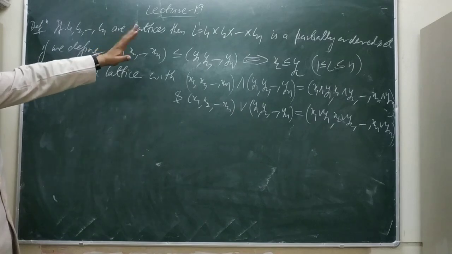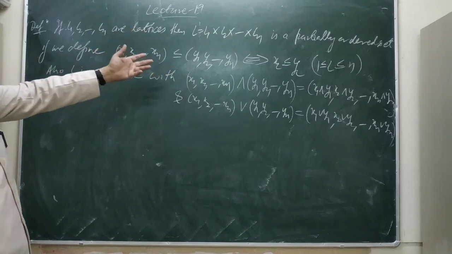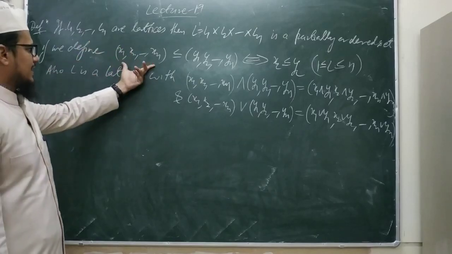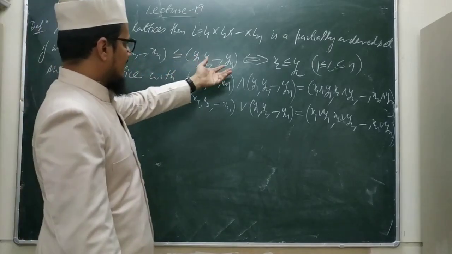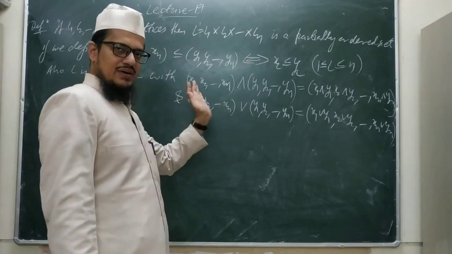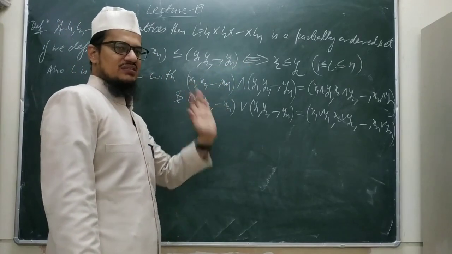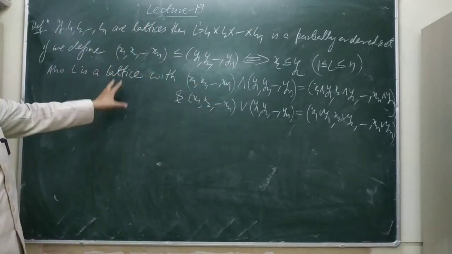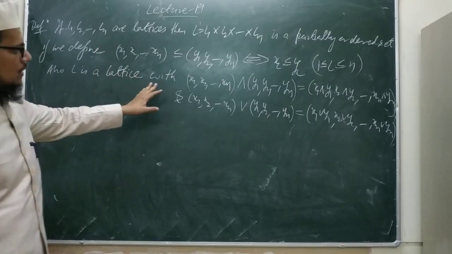...are lattices, then their direct product is again a lattice, and it is a partially ordered set. Here the partial order is defined like this: (x1, x2, ..., xn) ≤ (y1, y2, ..., yn) if and only if x1 ≤ y1, x2 ≤ y2, x3 ≤ y3, ..., xn ≤ yn. Correct? And it forms a lattice with respect to this order.